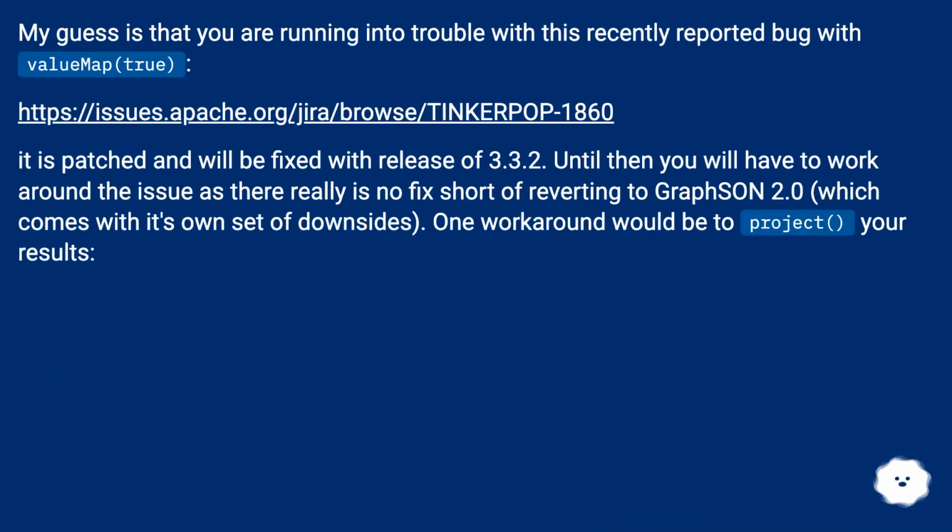My guess is that you are running into trouble with this recently reported bug with valueMap(true). This URL. It is patched and will be fixed with the release of 3.3.2. Until then you will have to work around the issue, as there really is no fix short of reverting to Gremlin 2.0, which comes with its own set of downsides. One workaround would be to project your results.